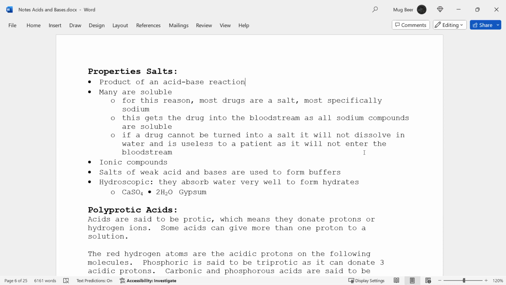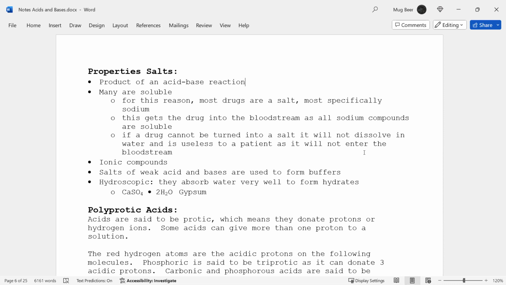So we're not going to make a drug that I can't turn into a salt, because you need it to be solubilized to get into the bloodstream, because that's the body's distribution method. They're ionic compounds. Salts of weak acids and bases form buffers, and that's super important to us. It keeps the pH of our bloodstream constant. We're going to spend a lot of time talking about buffers in the future, probably Wednesday.